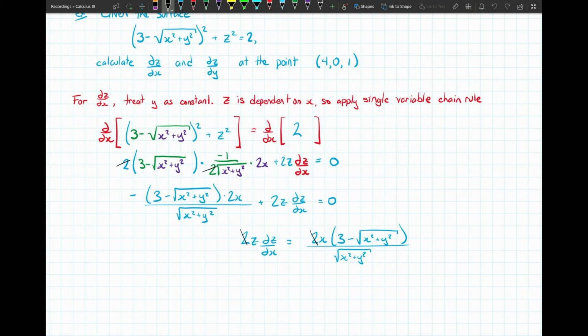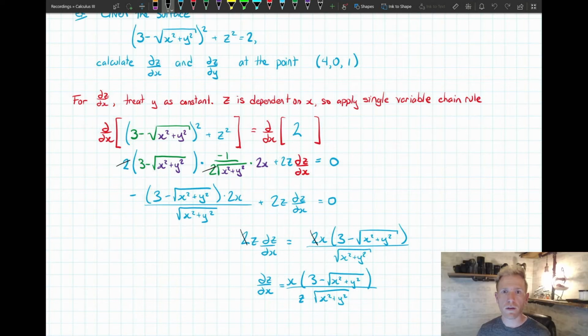Now we can simply divide by z to get the partial derivative of z with respect to x equal to x times 3 minus root x squared plus y squared, all over z times root x squared plus y squared. Now remember, this is the partial derivative of z with respect to x at any given point x, y, z. In order to actually evaluate this at a point, you may notice that we actually have to plug in x, y, and z into this. This partial derivative is actually expressed in terms of all 3 values, so you do need to plug in the corresponding z value in this case.